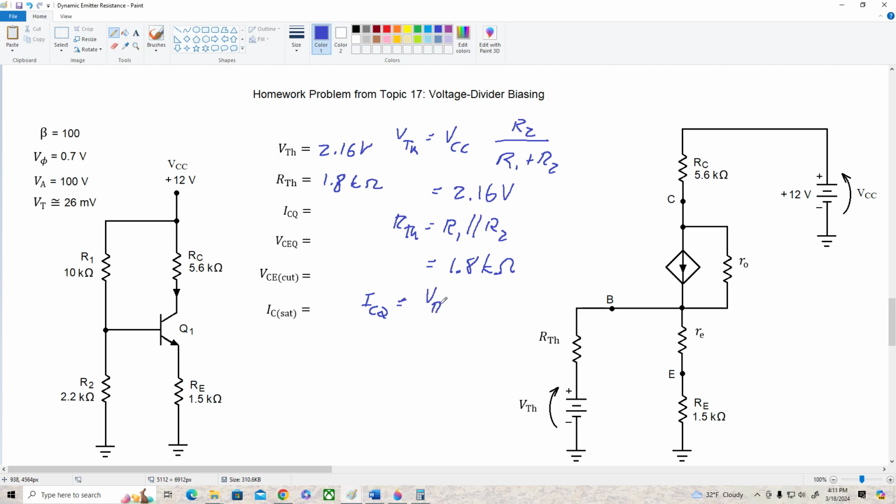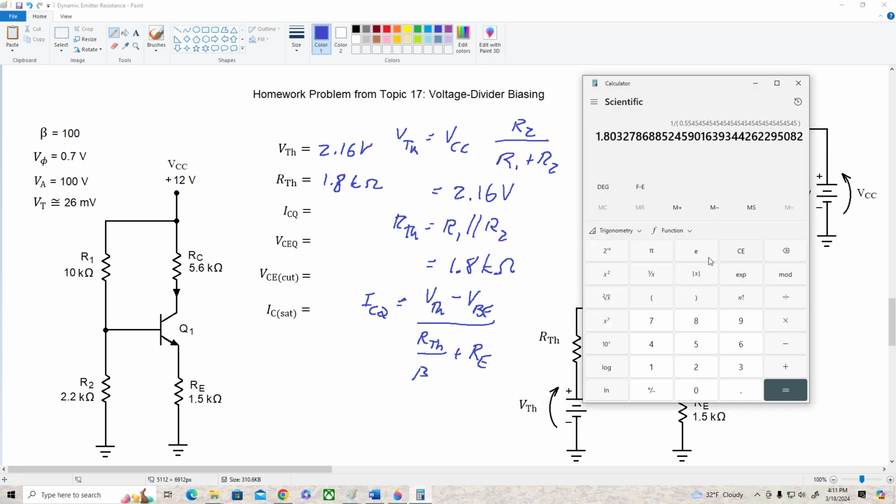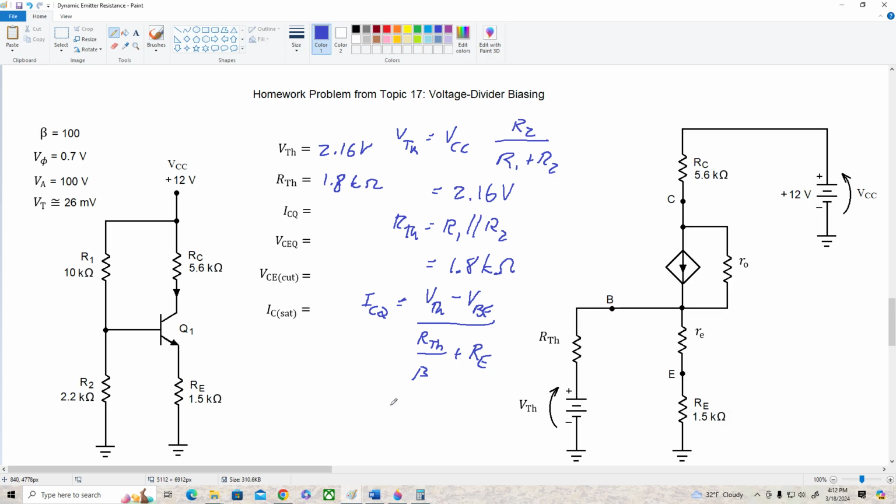which equals VTH minus VBE divided by RTH over beta plus our emitter resistor. Okay, well, let's see what we've got here. VTH is 2.16 minus 0.7 is 1.46. And that's divided by 1500 plus RTH, 1800 divided by 100 is 18, and that gives us 962 microamps. Let me write that up here a little neater. 962 microamps. We could call that 1 milliamp if we wanted to.